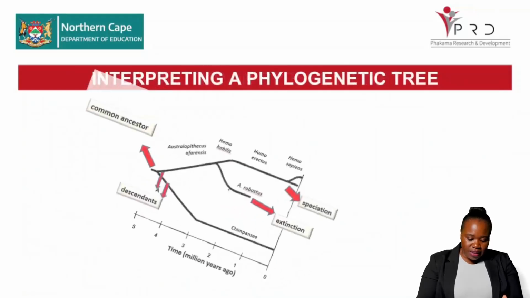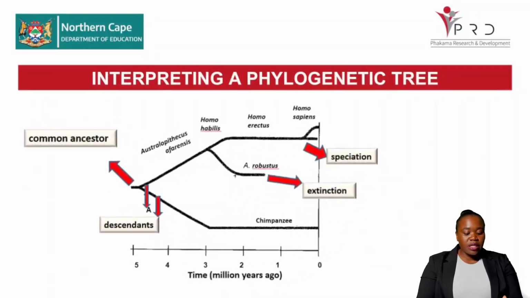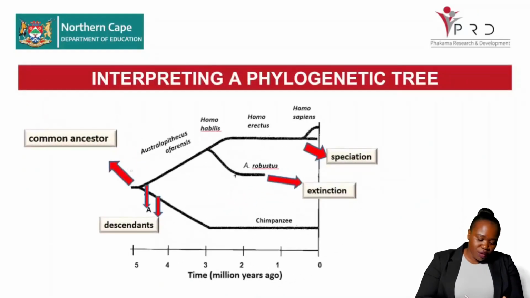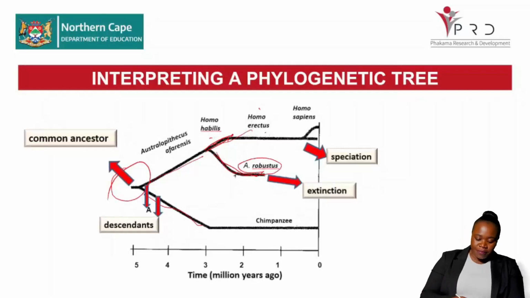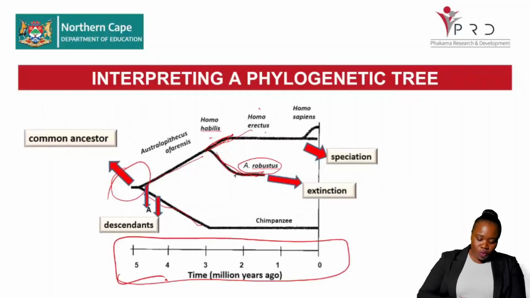And then you should also be able to interpret a phylogenetic tree. So you should know that this is where we have the ancestor, and then as it branches, that shows that there are the descendants. And you should also be able to know that if we are looking at organisms here, for example, A. robustus and the Homo erectus and the Homo habilis, you should know which ones are more closely related to each other. And also the time.